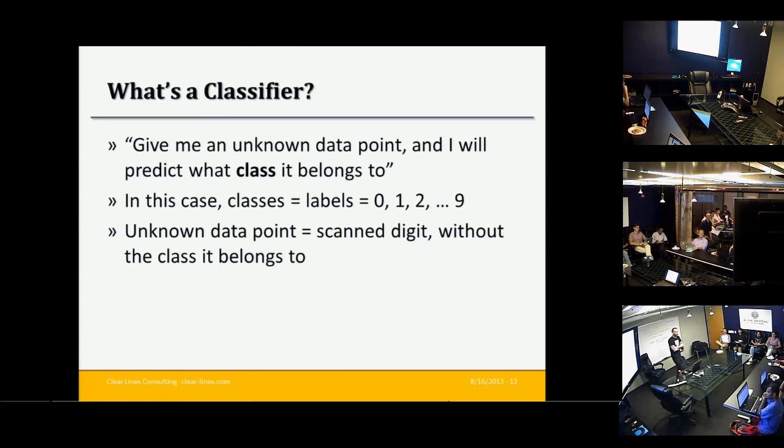So I said what we're going to do is write a classifier. One legitimate question would be, what is a classifier? In plain English, a classifier is something which says, if you give me an unknown data point, I will give you a prediction as to what class that thing belongs to. So class, hence classifier. In that case, we have 10 classes, which are labels. So the goal of the classifier is to take an unknown data point, which is an image, and return to you a 0 or a 1 or a 2 or a 9, whatever it's predicting.